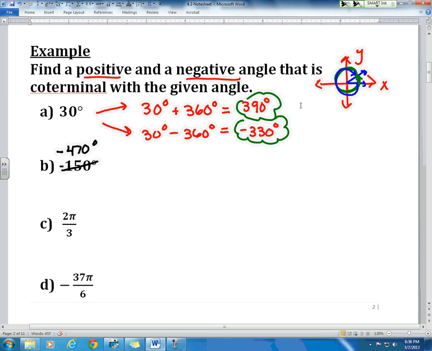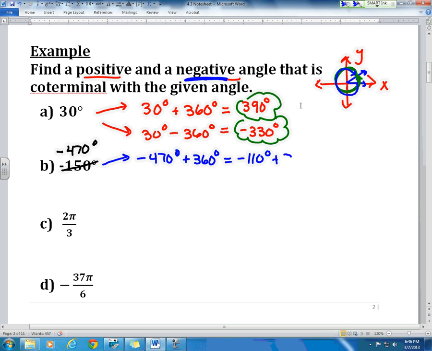So if we're starting with negative 470 degrees, I want a positive coterminal angle, which means negative 470 plus 360 is only going to get me to negative 110 degrees. So one revolution around, one integer multiple of 360 brings me to a negative coterminal angle. I could accept this for the negative part of my answer if I wanted to.